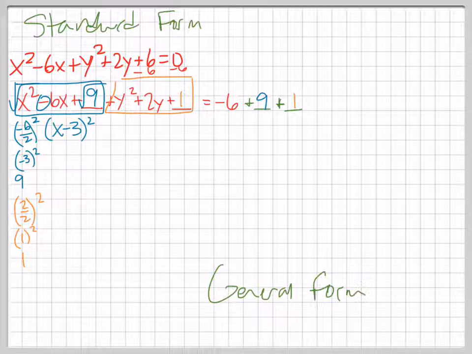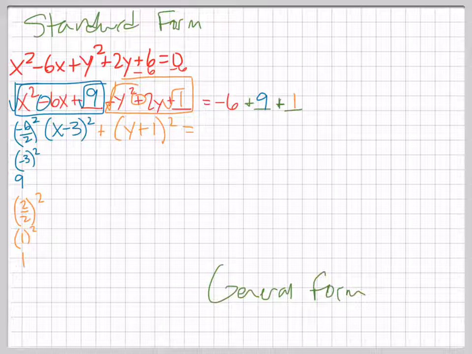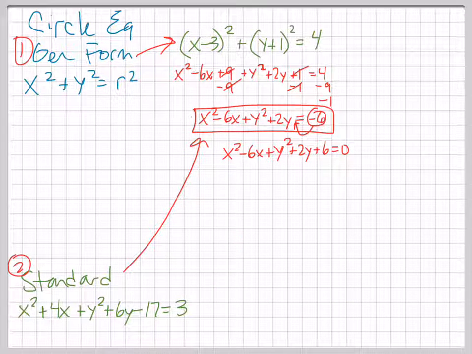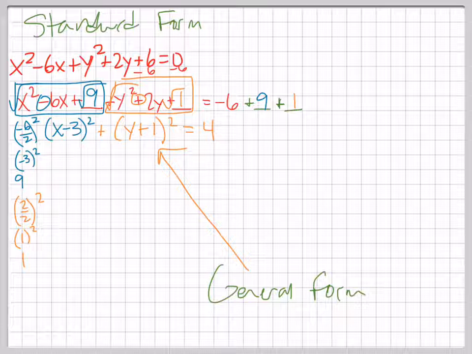And again, I set this up intentionally so that I could write it as a squared binomial, which gives me, that's of course positive, y plus, and square root of 1 is 1, squared equals, and then I just add negative 6 plus 9, which is 3, 3 plus 1 is 4. Wait a second. So this is in general form, just like I promised. And let's go back. That's exactly what we have. X minus 3 squared plus y plus 1 squared equals 4. Yes, we did it right.